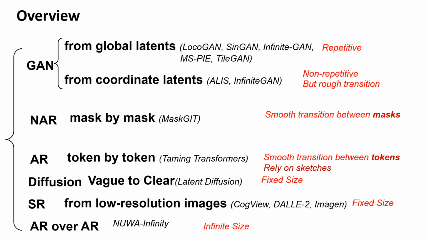Some other works like super resolution models are two-stage models. They first generate a low resolution image and then use a super resolution model to convert the low resolution image into a high resolution one. However, they can only generate fixed size results. And finally, I will introduce autoregressive over autoregressive work. That is our new work called NUWA-Infinity, which can be used to generate infinite size results, including infinite size images and infinite size videos.